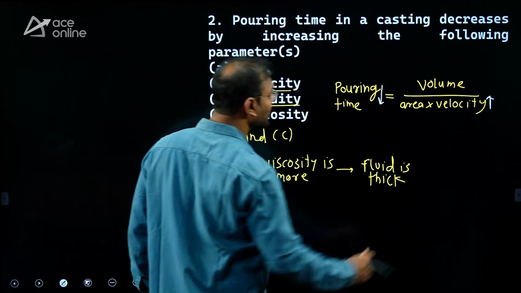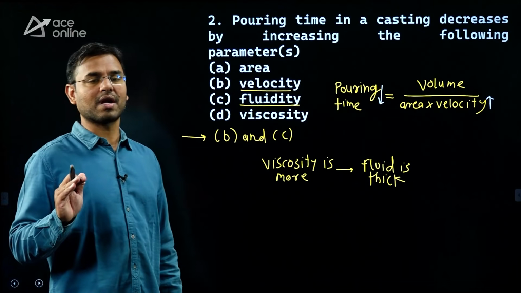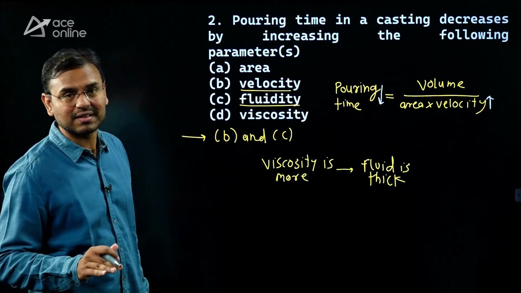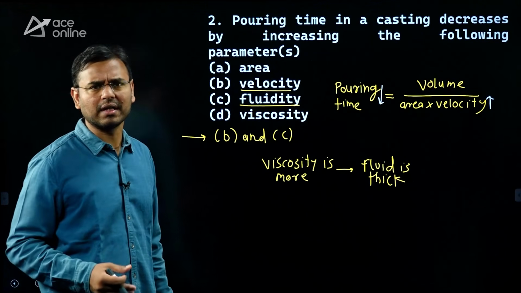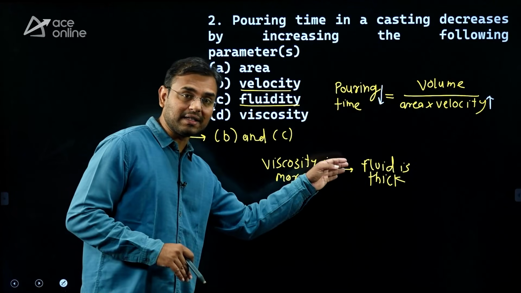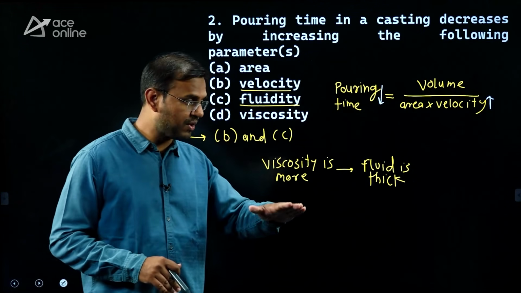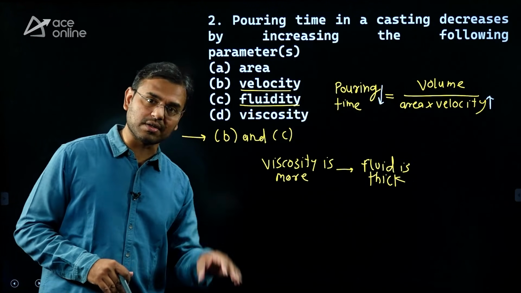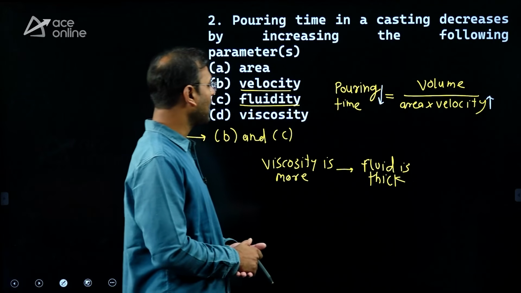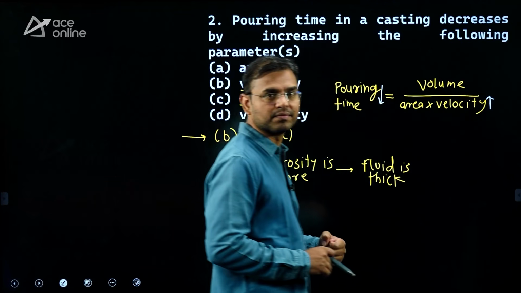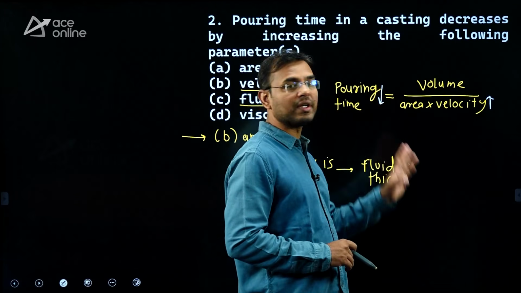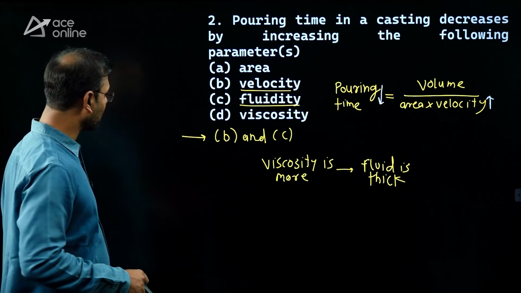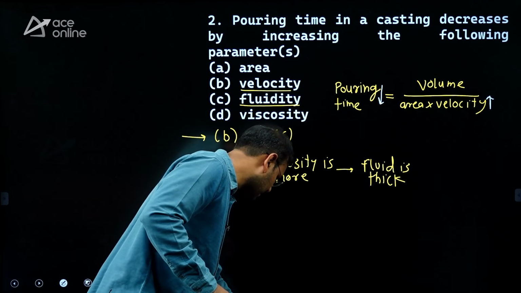And if the fluid is thick, then it cannot travel fast, because there will be more friction between the surface and that fluid or that liquid. When the liquid is traveling over the surface, the friction is more between that liquid and surface, and because of friction the velocity is going to reduce. And if the velocity is going to reduce, then the pouring time is going to increase. Very important concept here. And here viscosity is also not a correct option, so the correct options are B and C.